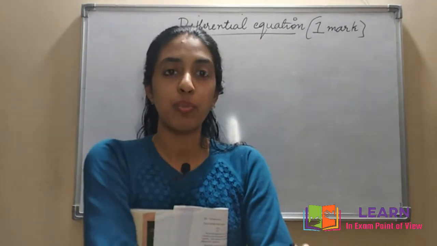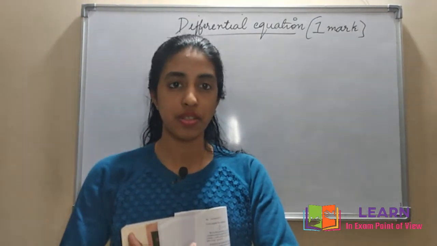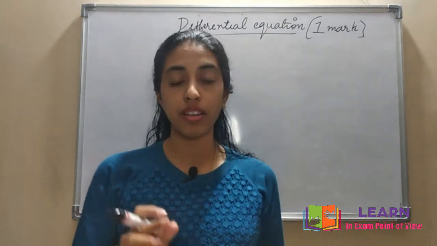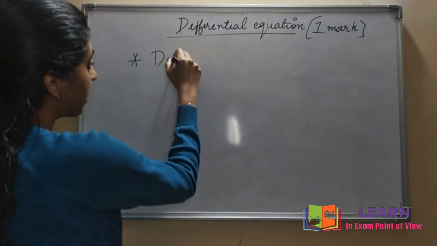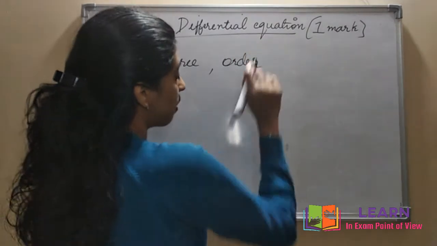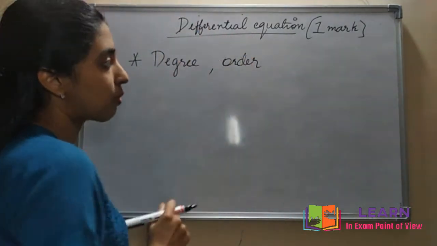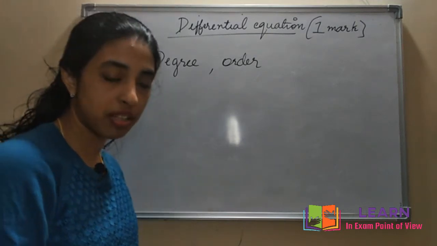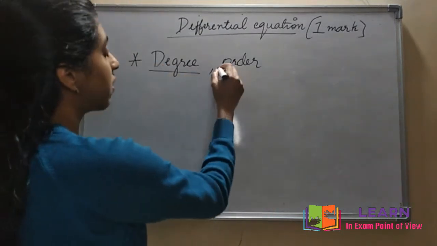Today we will start with differential equations. That is 1 mark possible questions. The possible 1 mark question from this chapter is that we have to find the degree and order of the given differential equation. A differential equation will contain independent variables, dependent variables, and derivatives. Then how will you find its degree and order?